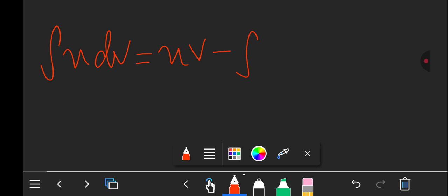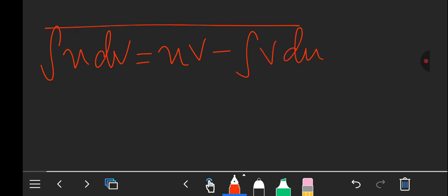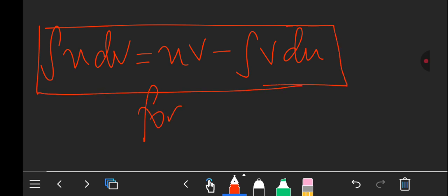So let's say you are told to integrate a function of this nature, u dv. How would you integrate this? When you're integrating this function u dv, you say uv minus integral of v du. This is a formula which you need to apply when you're integrating a function of such a kind. So let's look at how we can apply this formula.